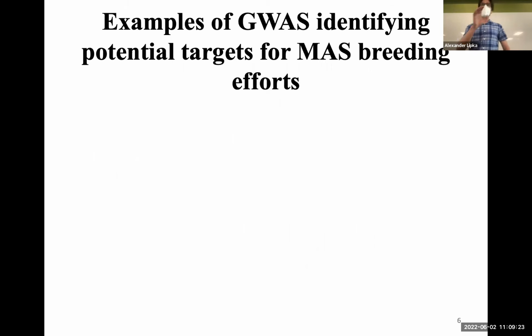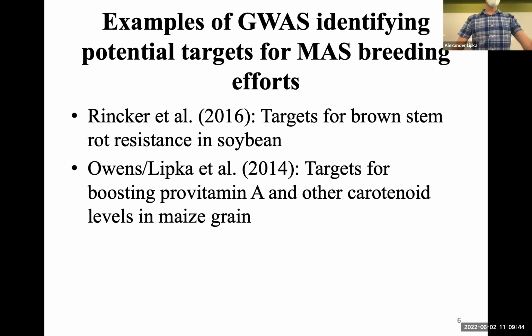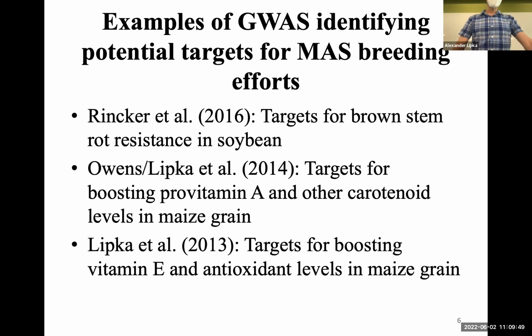Okay, so here are some examples of GWAS for identifying potential targets for marker-assisted selection. So these are all papers that I've been on and all research that I've been on. They're kind of old, but their take-home messages are still important. So we have this example of brown stem rot resistance in soybean. Another example for provitamin A and other carotenoid levels in maize grain. Another example that I'll go over this afternoon, vitamin E levels.